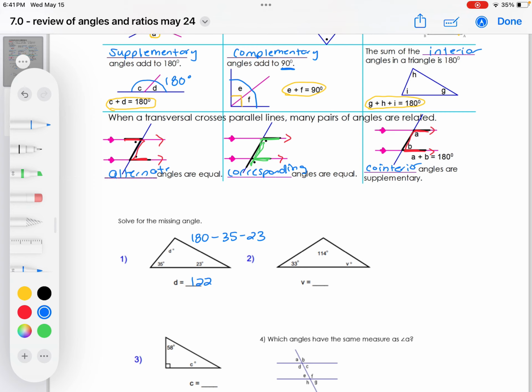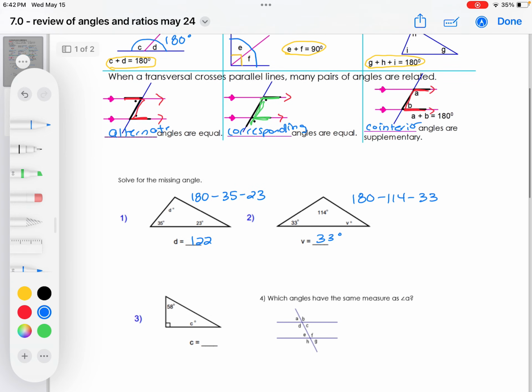Okay, same thing with the next one. These are both using the interior angle property. Now the triangle has quite a big angle at the top, 114 degrees. So 180 minus 114 minus 33 is 33 degrees. And if you did 180 minus 33 minus 114, you should get the same answer.